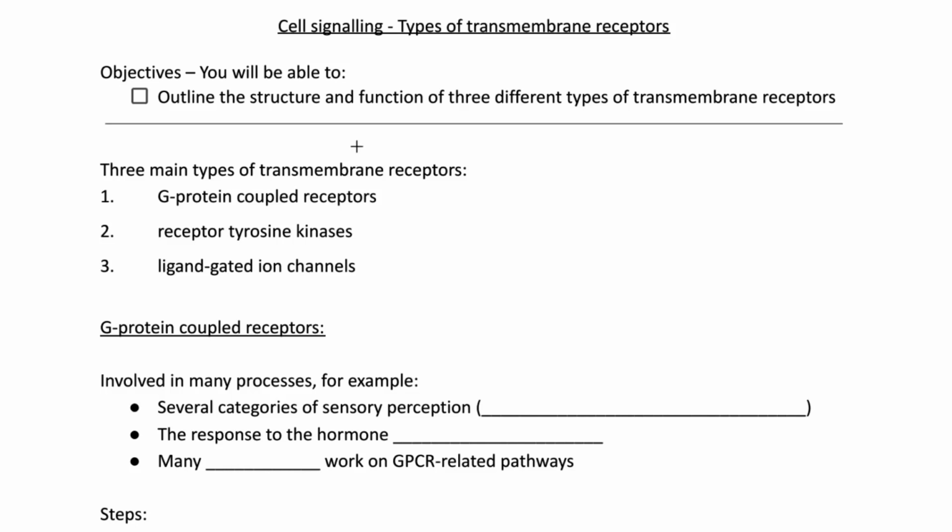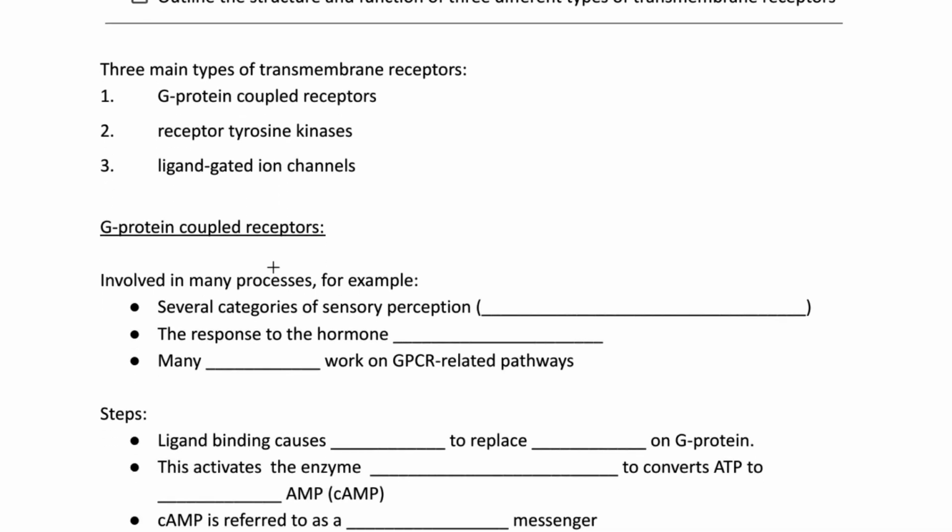In this lesson, we're going to explore the structure and function of three different types of transmembrane receptors. And those three main types of transmembrane receptors that we're going to look at in turn are G-protein coupled receptors, receptor tyrosine kinases, and ligand-gated ion channels. Let's start with G-protein coupled receptors.